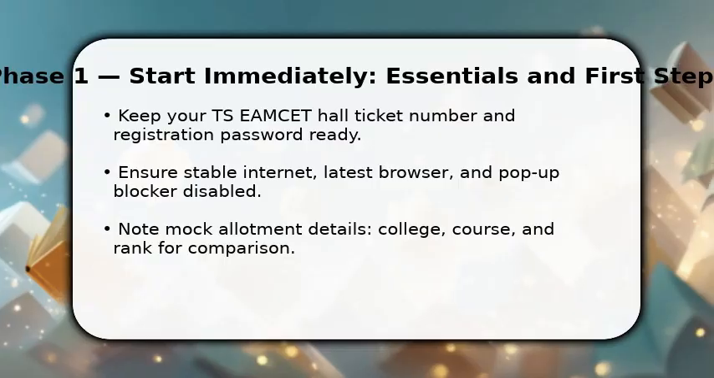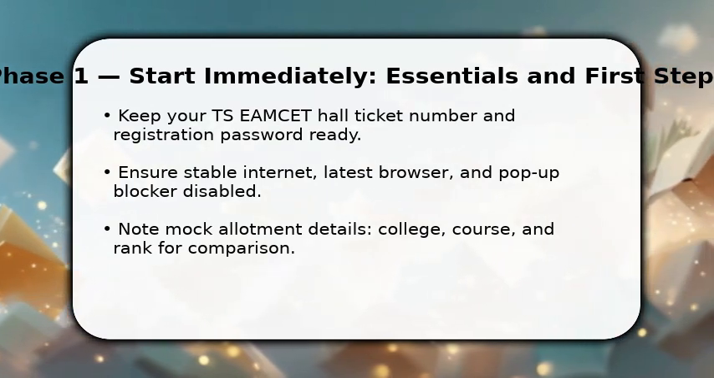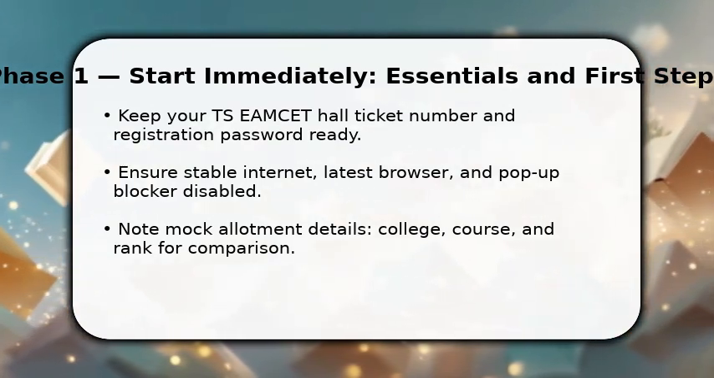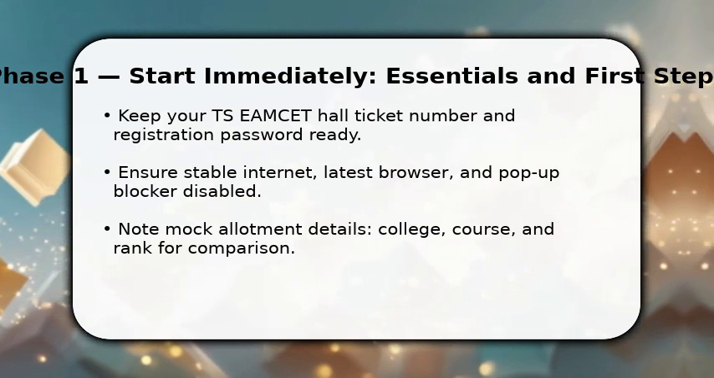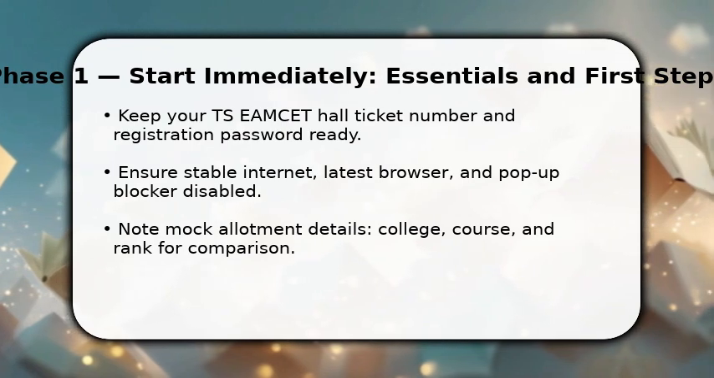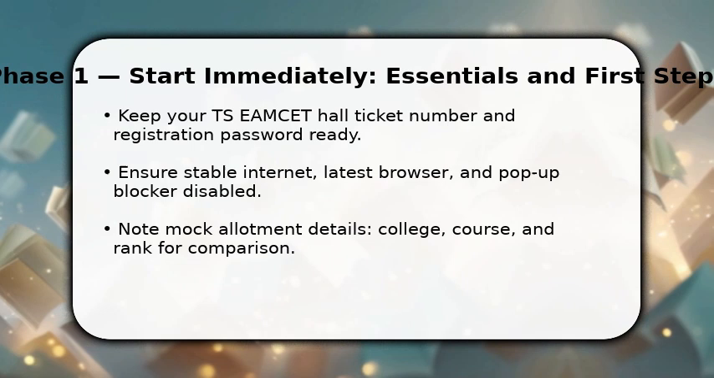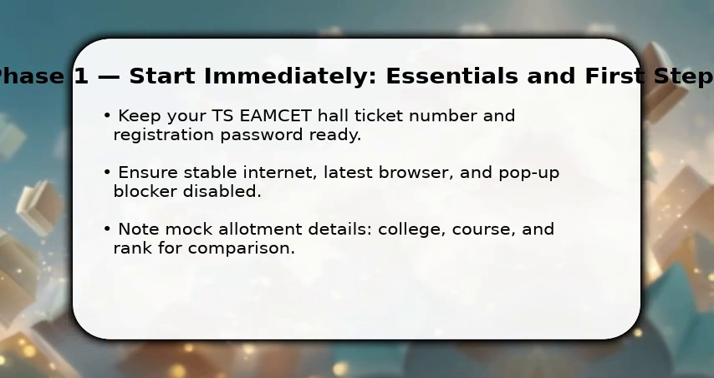Enjoy the video. You start by confirming prerequisites: your hall ticket number and registration password, plus a stable internet connection. Once logged into the candidate portal, make sure you view the mock allotment record. This tells you current college, course, and category. Now, click the Web Options link. This opens your saved preferences.